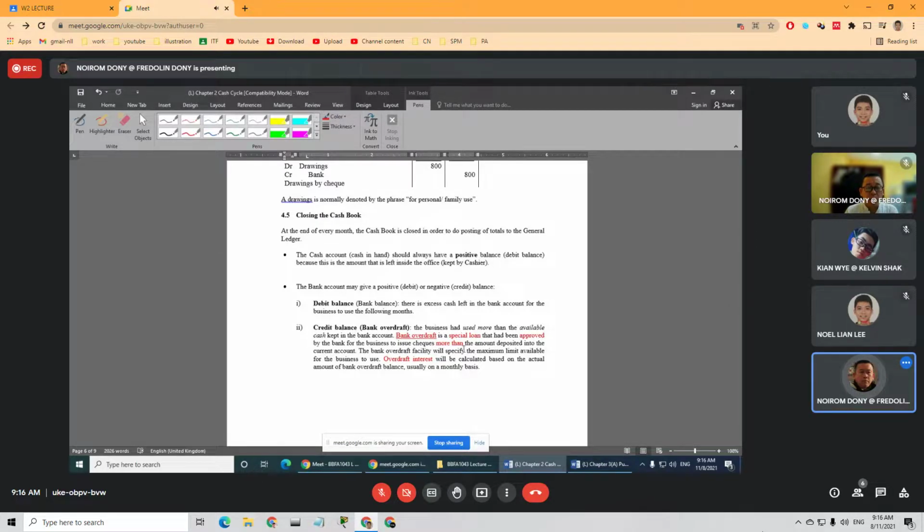You can use it for emergency purposes. If you need to make a payment more than the money you have, you can use the bank overdraft facility. After you use your bank overdraft, you will have a credit balance, meaning the payment is more than the deposit you have in the current account.